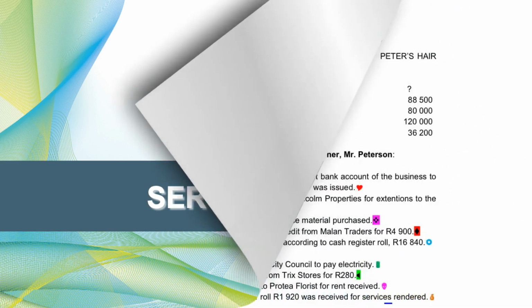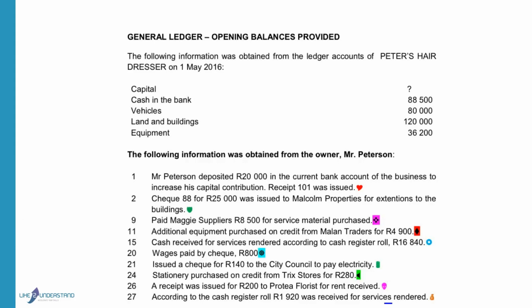Good morning. We will pay attention to the general ledger when the opening balances are provided. They gave us the opening balances on the 1st of May 2016. Cash, vehicles, land and equipment, all of them are assets, so they all have debit balances. So if we add all the assets together, we can determine what is the value of the capital, because capital will be equal to all the assets.